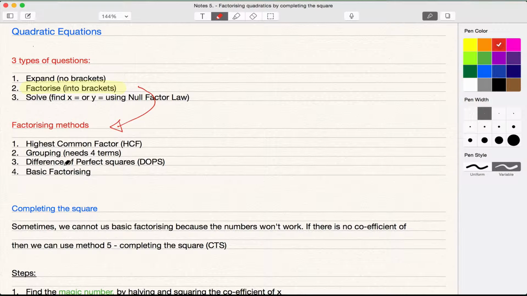The third method is using difference of perfect squares, or DOPS, which is x squared minus a squared equals x minus a times x plus a. So just using that formula. And the fourth method is using basic factorising, which is where we find two numbers that multiply to make the final number and add to make the middle number.